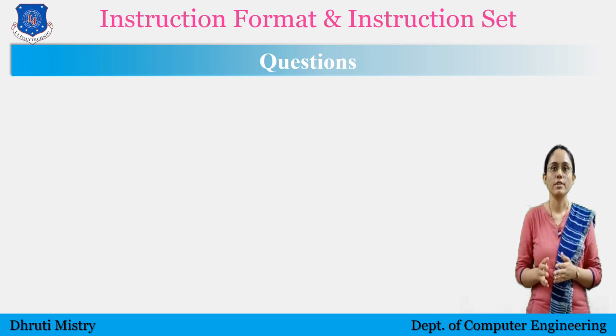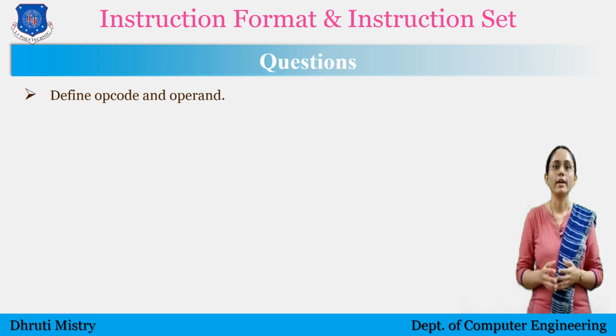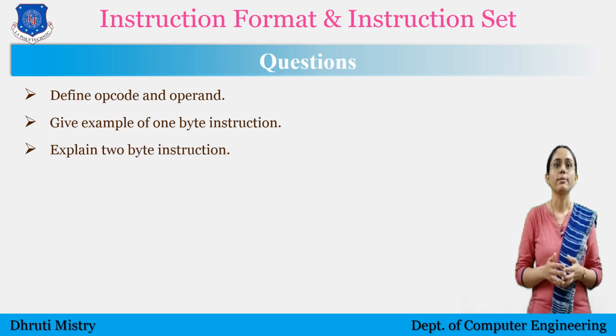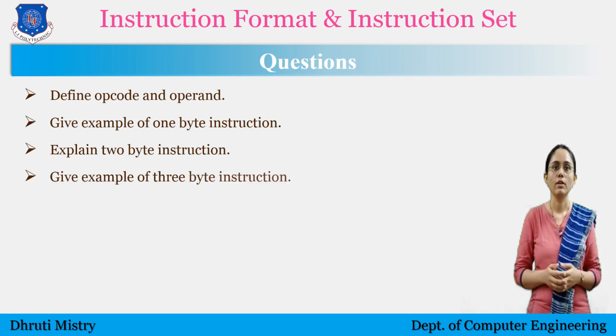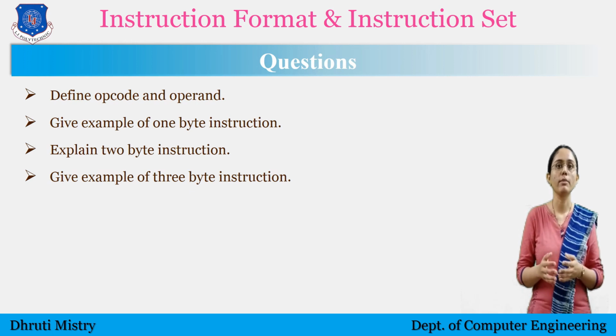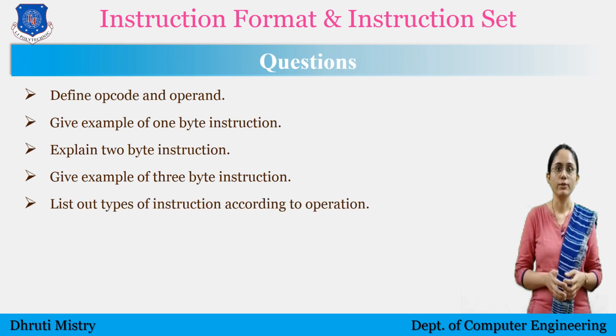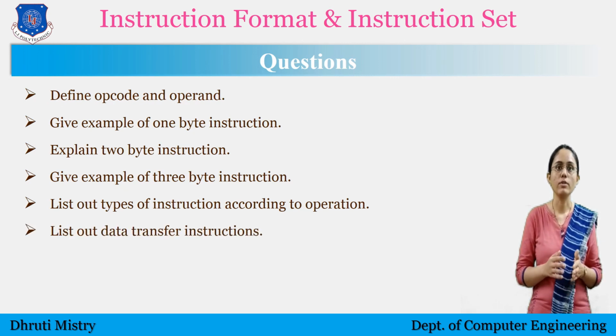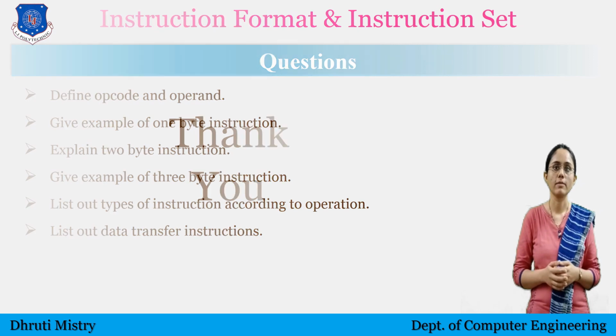Here are some questions for you. First, define OP code and operand. Second, give an example of a 1 byte instruction. Third, explain a 2 byte instruction. Fourth, give an example of a 3 byte instruction. Fifth, list out the types of instructions according to operation. And last, list out data transfer instructions.